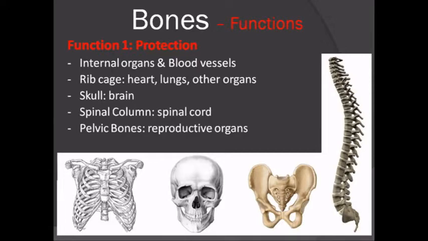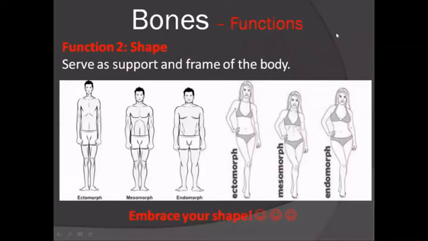To be specific, the rib cage protects your heart, lungs, and other organ systems, while the skull protects your brain, the spinal column protects your spinal cord, and the pelvic bones protect the reproductive organs. Second, bones serve as support and frame of the body. Bones give shape to our body.